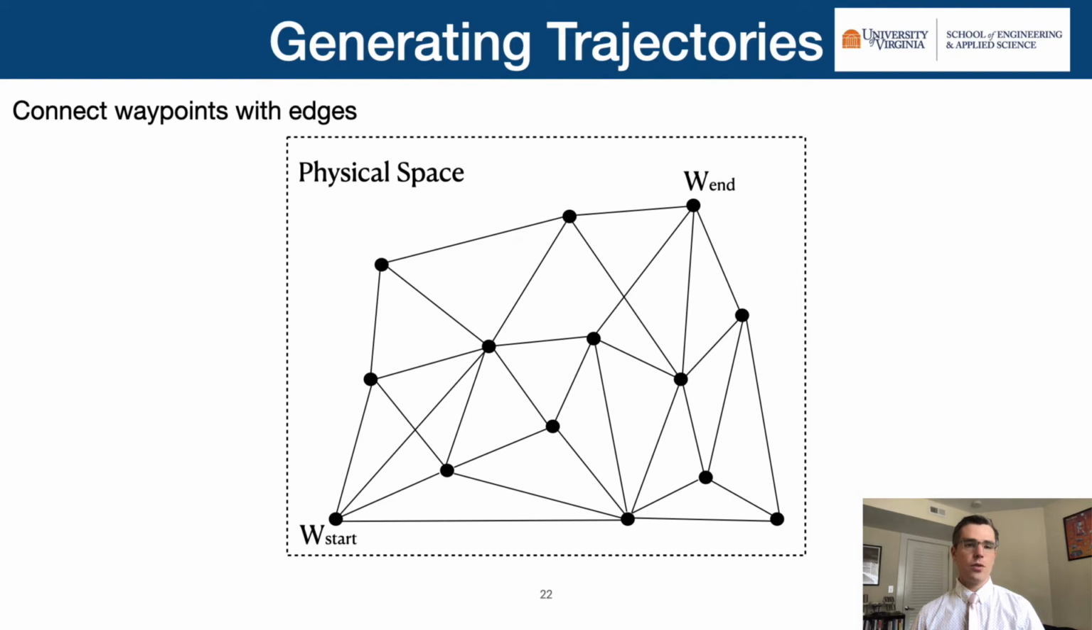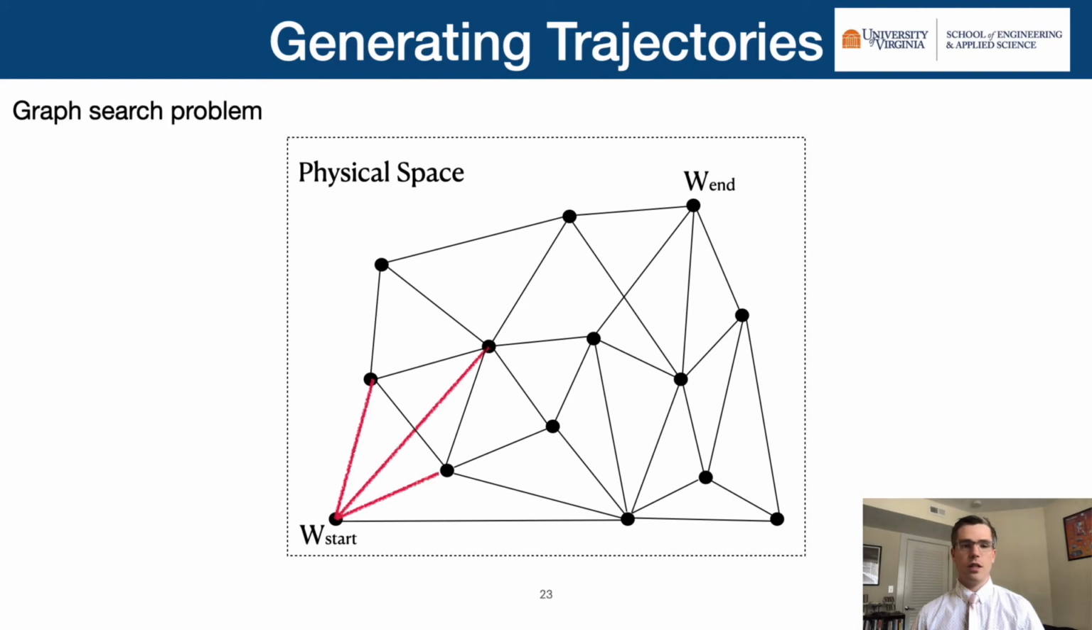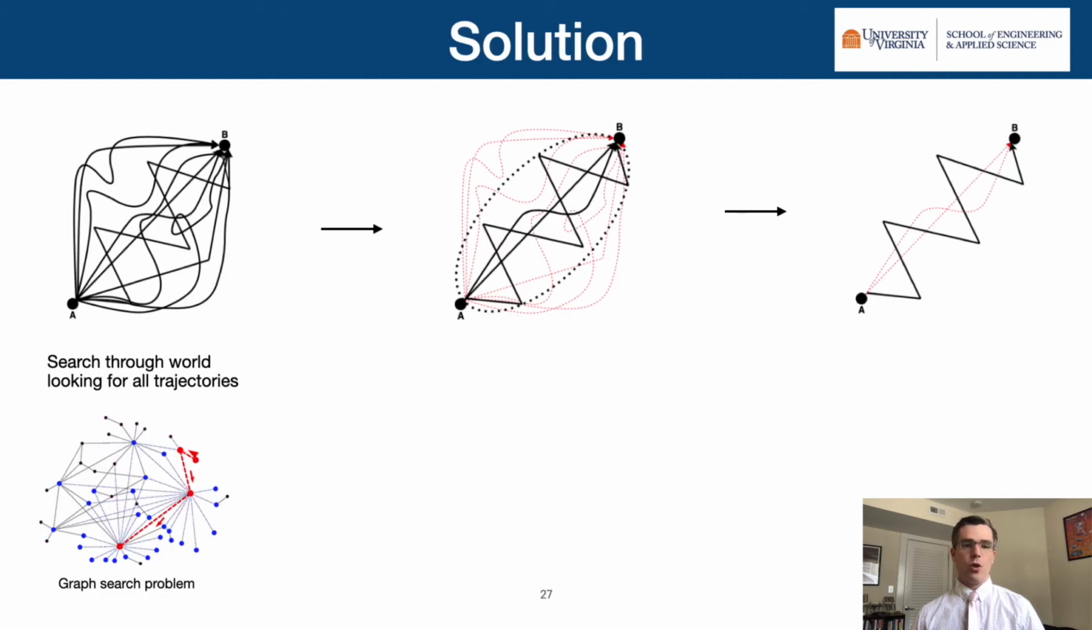Next, we connect each of the waypoints with edges to form a graph. Finally, we turn this graph into a search problem to find paths through the graph that start at the starting waypoint and eventually end at the ending waypoint. So now we know we could solve finding trajectories by turning this problem into a graph search problem and searching through the graph using the graph search algorithm. This idea is a modification to a robotic planning algorithm called probabilistic roadmap planner, or PRM.